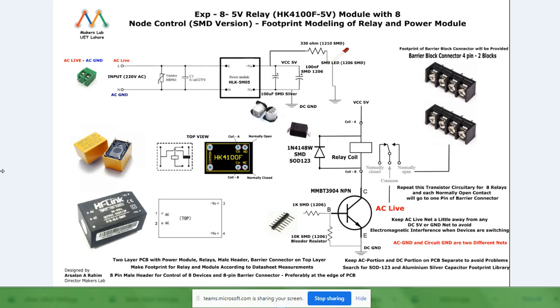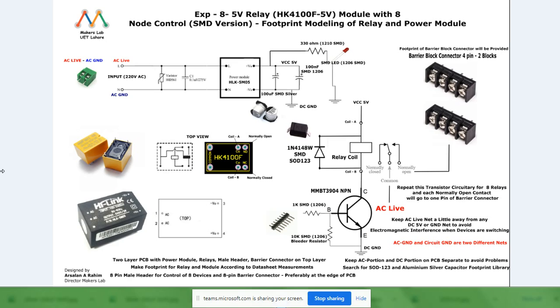That is a 5-volt relay. That is the model number written over there, HK4100F-5 volt. Dash 5 because this relay is available in many different voltages. I will just go through the data sheet and we will see all that. So it's going to be a 5 relay module with 8 node.